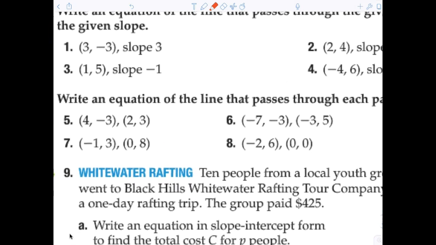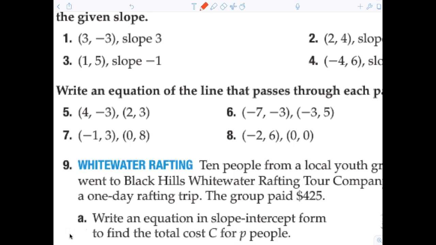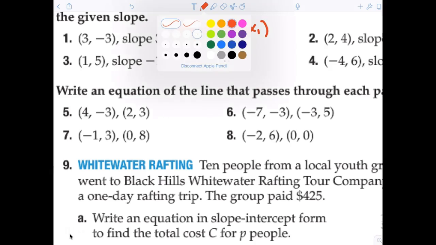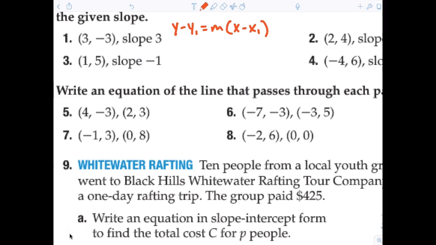So I want everybody to look at question number 1 so I can show you how easy it is. Of course, every time you start, you want to practice writing the formula. So we're going to start out by writing y minus y1 equals m times x minus x1. Now this is x1, this is y1, and this represents the slope.